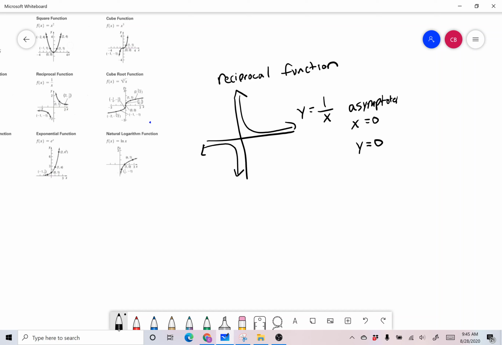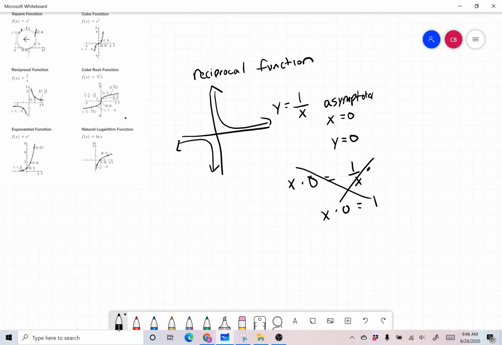And similarly, if you set y equal to 0 is equal to 1 over x, when you multiply this, you get x times 0 is equal to 1. Well, that's not possible because anything times 0 is never 1. It's always 0, and so that's not even possible. So you can see that there are some discrepancies that happen at 0 and 0. But that doesn't mean that your asymptotes have to be at 0.